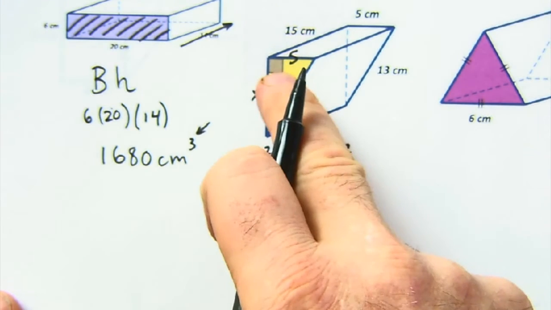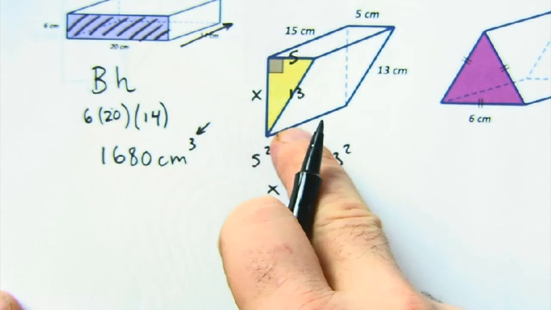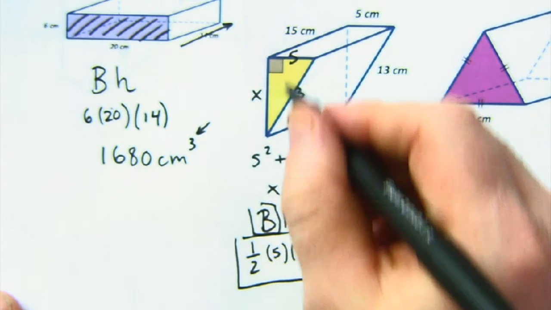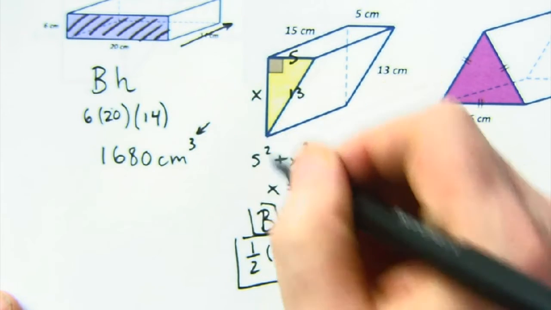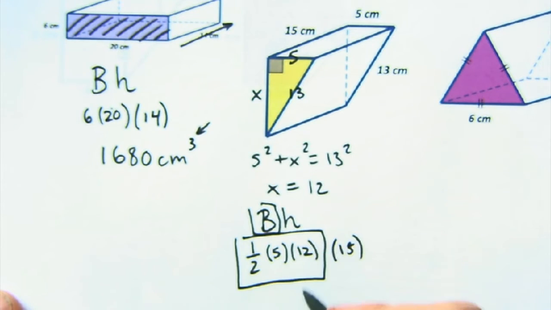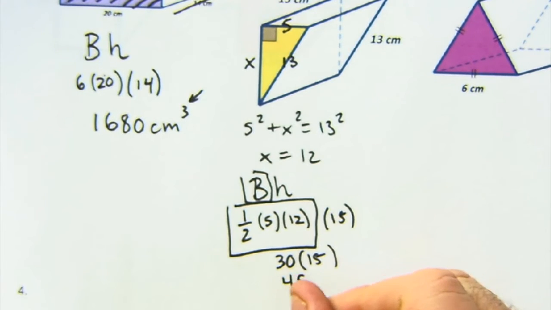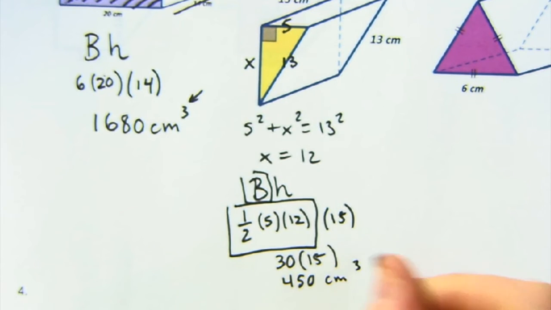Well, my base in this case isn't a rectangle, it's a triangle, so I have to use its formula. 15 times 12 is 60. 60 divided by 2 is 30. 30 times 15 would be my answer. 30 times 15 comes out to 450. So it's 450 centimeters cubed.